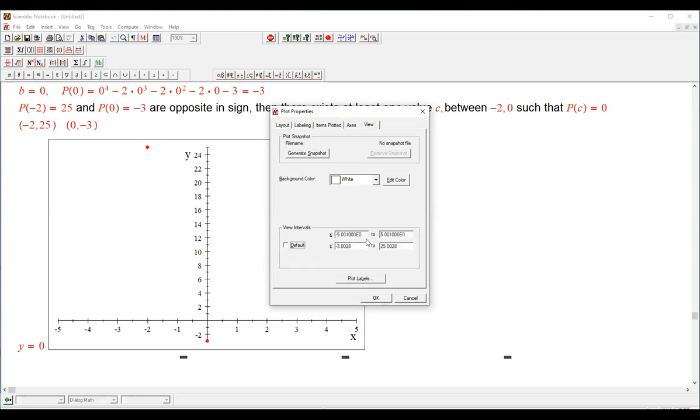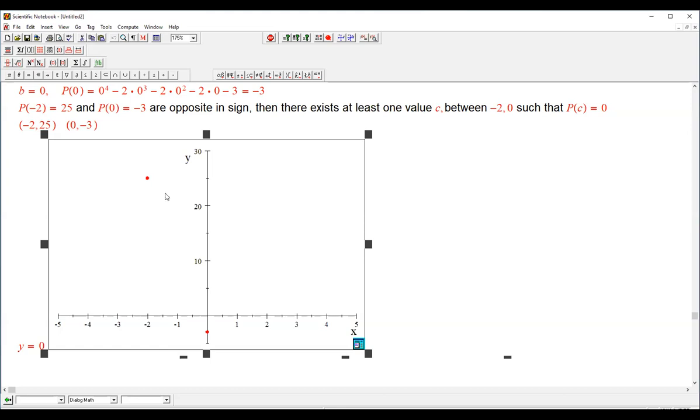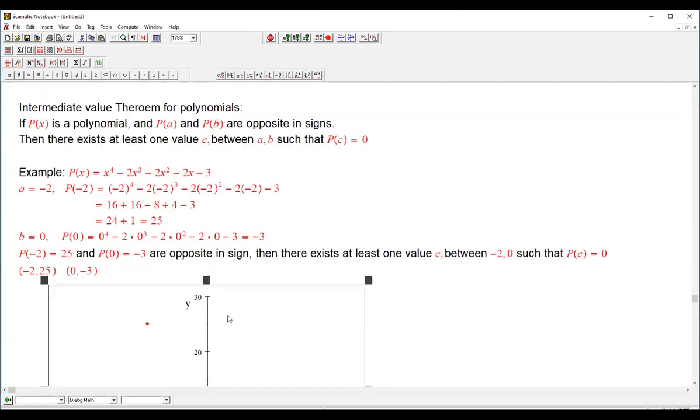So let's use -5 and +5, so here we're going to make it a (-5, 30). So the curve is going to go this way, right? From one point to the other, it's going to have to cross the x-axis. Okay, so the curve will have to cross the x-axis.